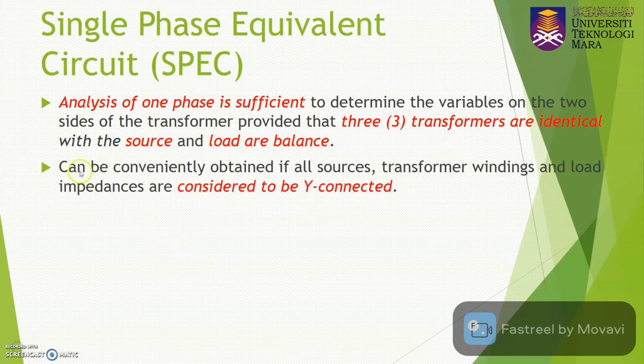Okay. The single-phase equivalent circuit can be conveniently obtained if all source, transformer winding, and load impedance are considered to be Y-connected. Meaning that, let's say you have a configuration of delta to Y, you need to convert the delta connection to Y-connected first. So you need to change all the connections to be Y connected. Only then can you retrieve the single phase equivalent circuit.